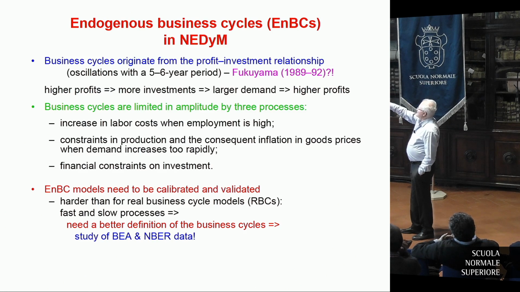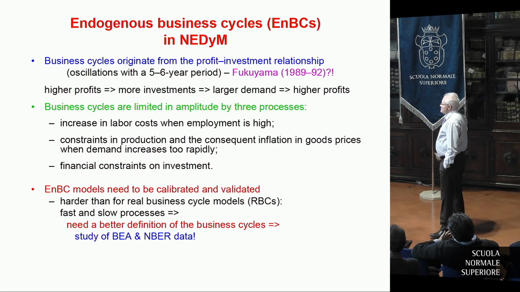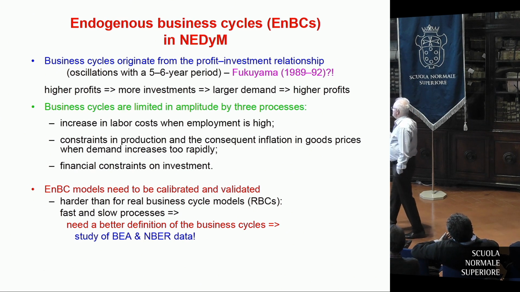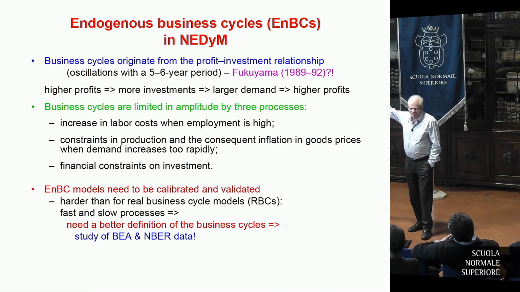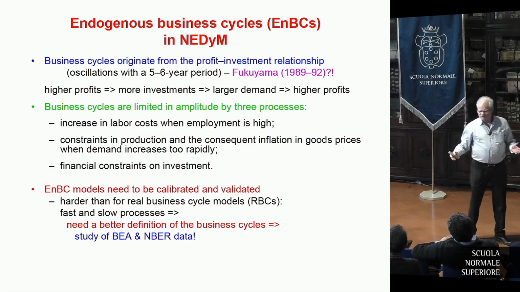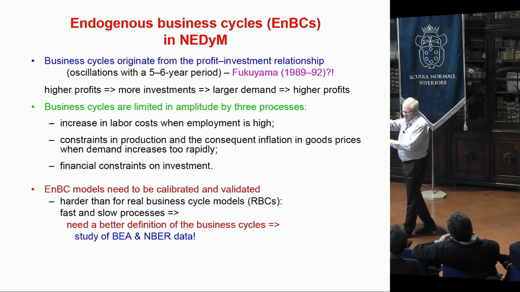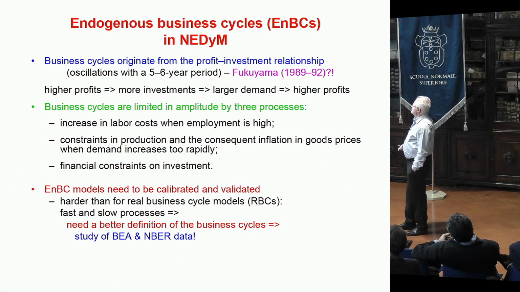So, the business cycle here is higher profits, more investment, larger demand, higher profits, etc. And the business cycles are limited in amplitude by 3 processes: increase in labor cost when employment is high, constraints in production, and the consequent inflation in goods prices when demand increases too rapidly. Financial considerations are not present in our model. These are just in a general way. That's what Hopf bifurcations are about. You have some sort of an instability which is originally linear, but then has to saturate, okay, in physical models because you run out of energy, well, here for other reasons.